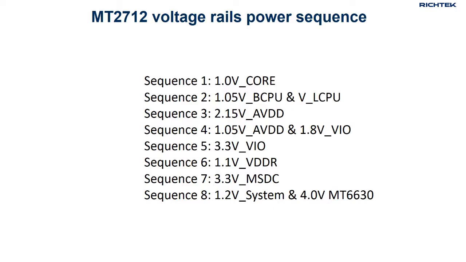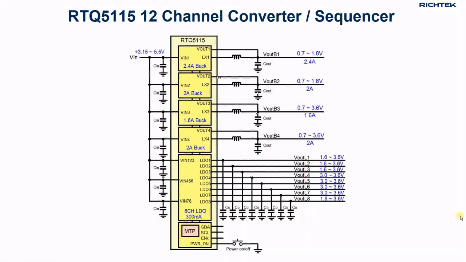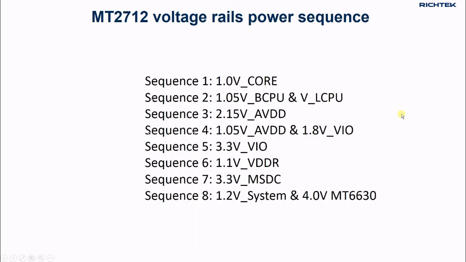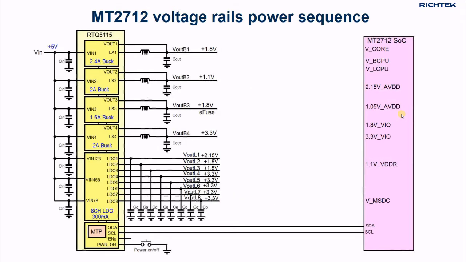For the MT2712 board, there are totally 8 power rail sequences, which all can be accomplished by the RTQ5115, an I2C controllable 12-channel power converter sequencer PMIC. It includes 4 buck converters and 8 LDOs, and has an integrated MTP non-volatile memory that allows multiple times programming of many functions. The voltage rails can be enabled via I2C, external enable pins, via the power button or automatic startup from input voltage. The voltage rails and sequence of the MT2712 SoC are generated as following.